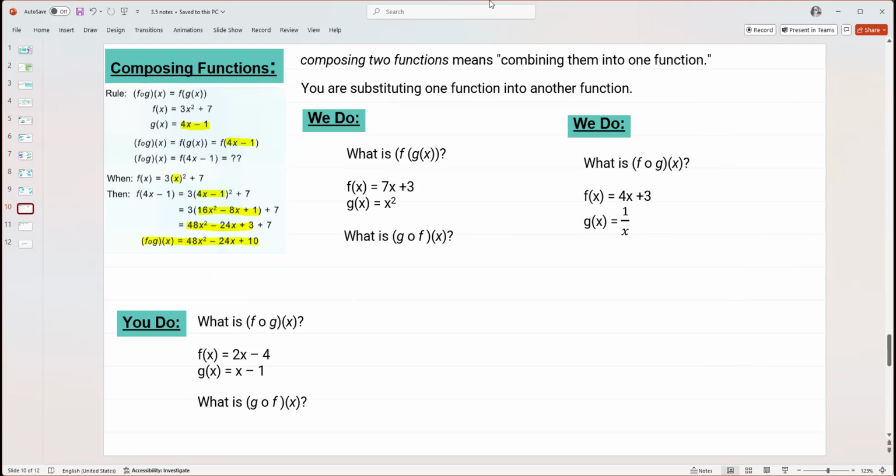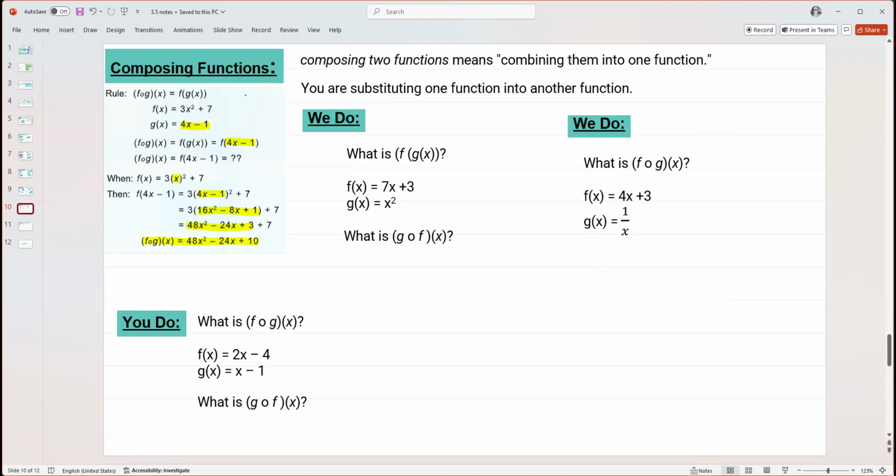Composing functions. This one is a little different. Composing two functions means combining them into one function. So you're substituting one function into another. So this was our last objective that was written.